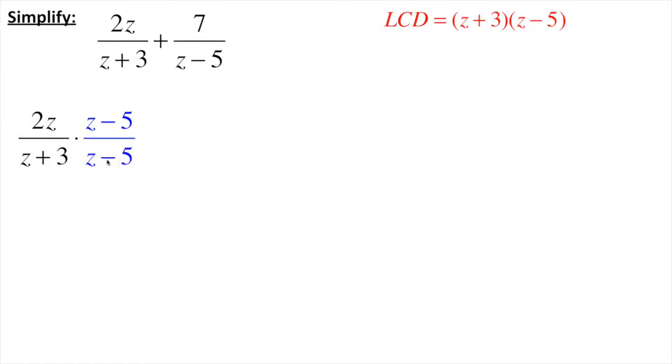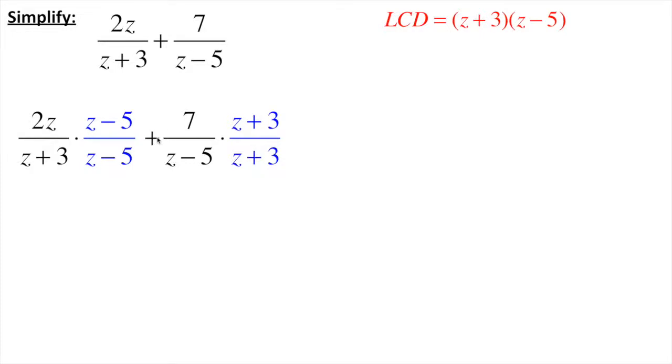Okay, so let's look at the right-hand portion here. I've got 7 over z minus 5. Well, this one has the z minus 5 already. What I'm missing is the z plus 3. So I'm going to multiply top and bottom by z plus 3. Notice I kept the addition sign here, that remains where it's at.